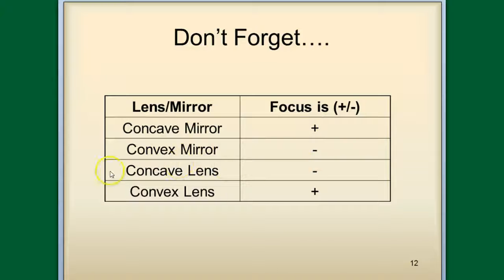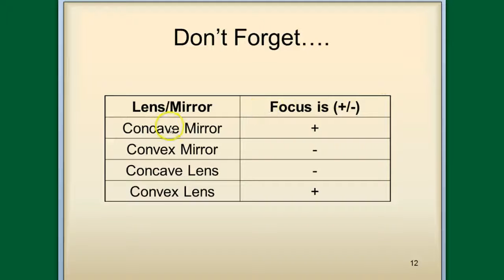And it's really important to understand that mirrors and lenses are flipped from each other. The concave mirror had a positive focus, but the concave lens has a negative focus. It's the convex lens that has the positive focus. So positive, negative, negative, positive. Put a star around this table. You have got to memorize this. You need to know this by heart.